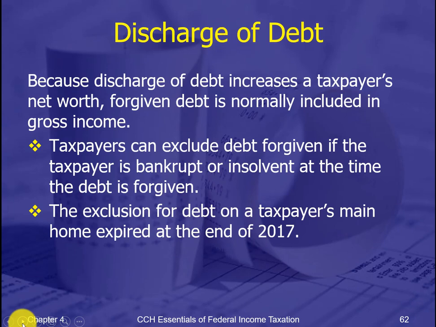Discharge of debt. You owe somebody money, say a credit card company. You call them and tell them you cannot pay it off, there's no way, and they forgive part of it. They say, okay, instead of owing us $15,000, you only owe us $6,000. It's a $9,000 forgiveness.